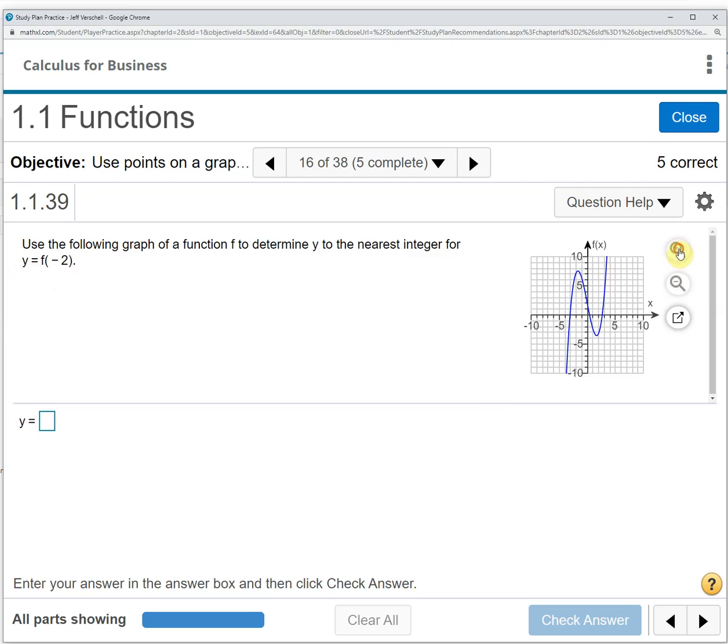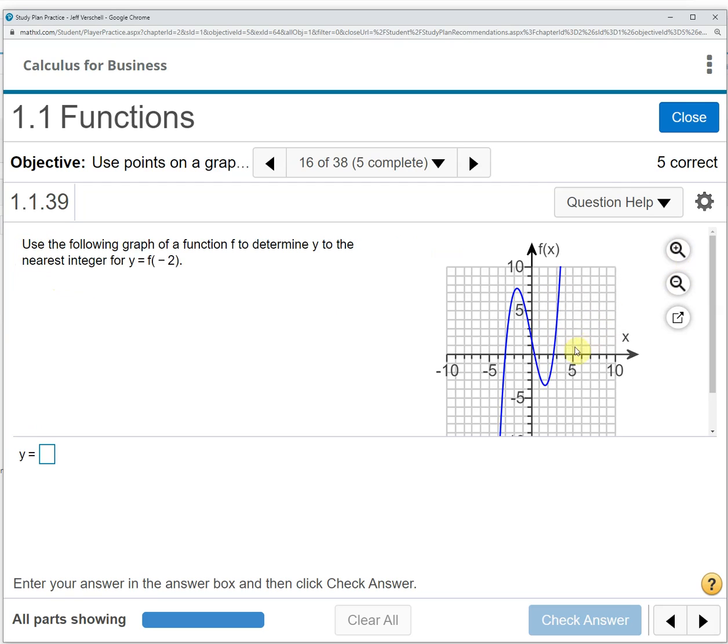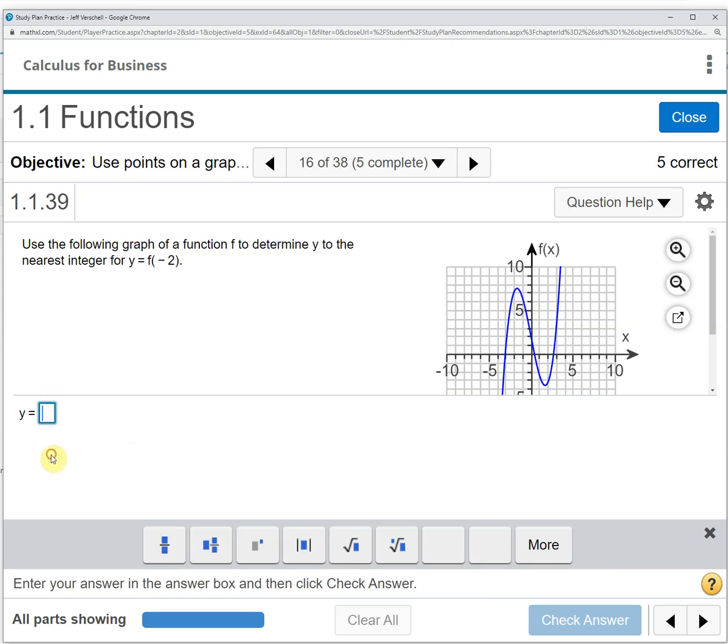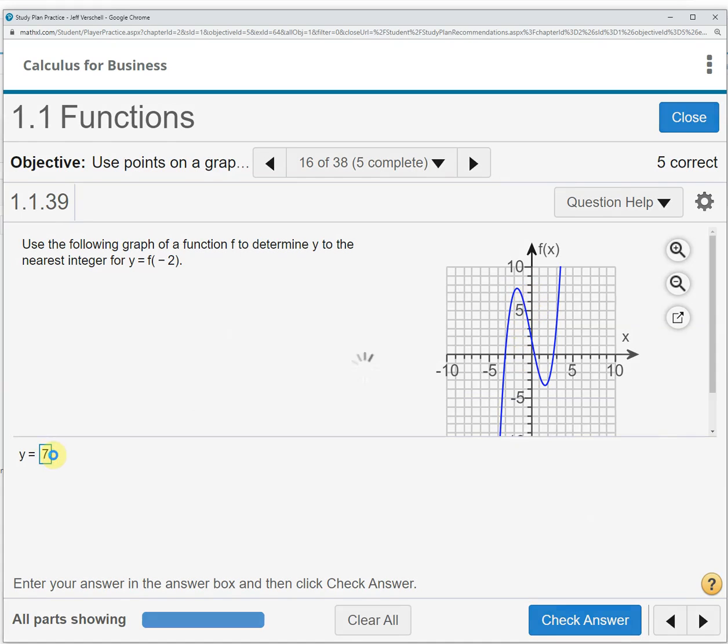So let's go to the graph. When x is negative 2, I'm right here. And now I'm going to go up until I hit the curve, which looks like right here. And what is that y value? Well, come across, and it looks like it's going to be at 5, 6, 7. So it looks like y has a value of 7.